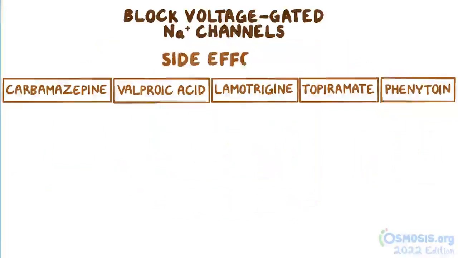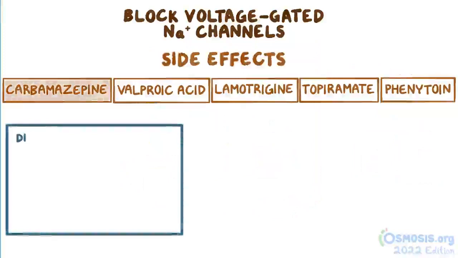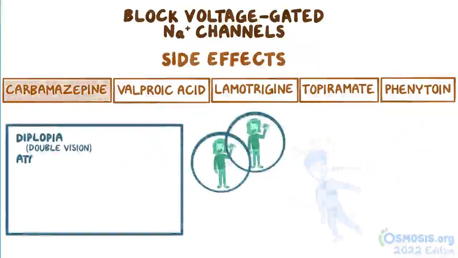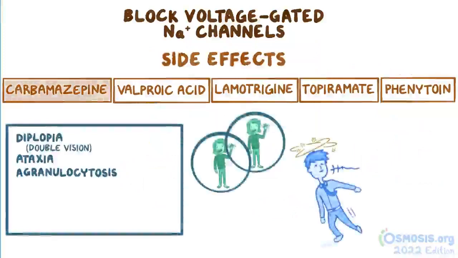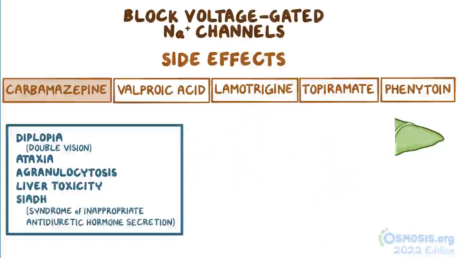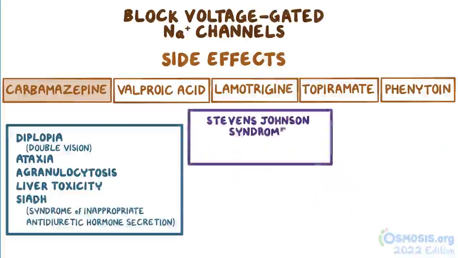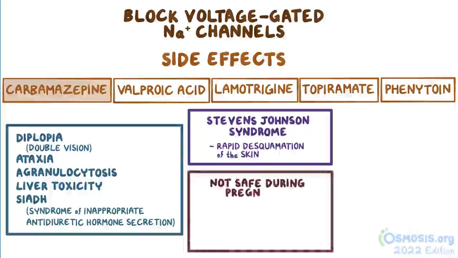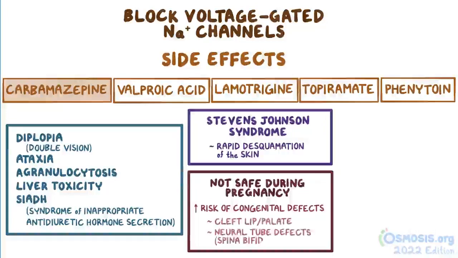Alright, let's move on to side effects. Carbamazepine can cause diplopia or double vision, ataxia, agranulocytosis, liver toxicity, and SIADH, or syndrome of inappropriate antidiuretic hormone secretion. A rare but potentially fatal side effect of carbamazepine is Stevens-Johnson syndrome, which is characterized by rapid desquamation of the skin. Note also that carbamazepine is not safe to use during pregnancy, because it increases the risk of congenital defects like cleft lip or palate, and neural tube defects like spina bifida.